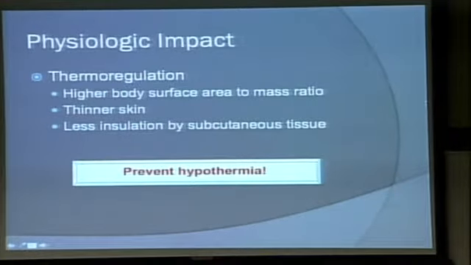Don't forget thermal regulation. They've got a lot of body surface area compared to their mass. Thin skin, they don't have much insulation. Prevent hypothermia, particularly infants.